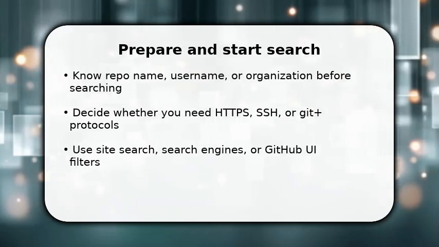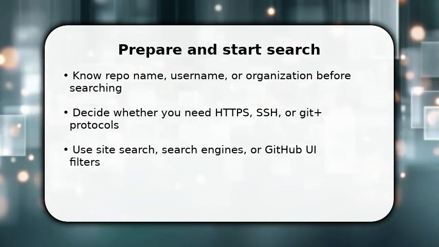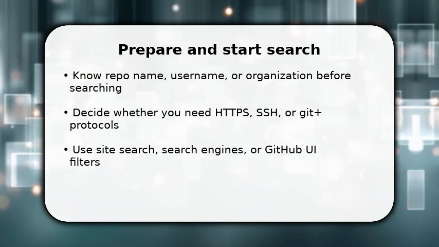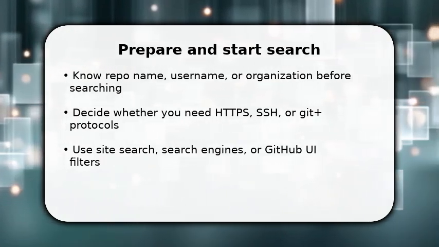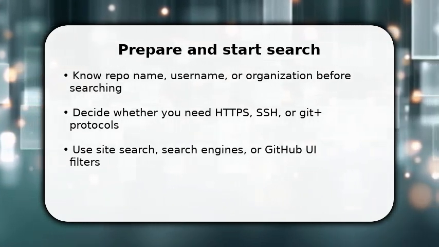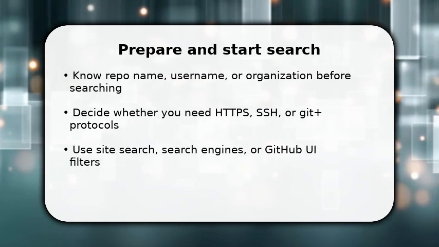You begin by narrowing what you need and why: a repo URL for cloning, a profile link, or a raw file. Once you have the repo name and owner, open GitHub or a search engine. Type exact terms in quotes or use site:github.com plus the repo name to reduce noise.